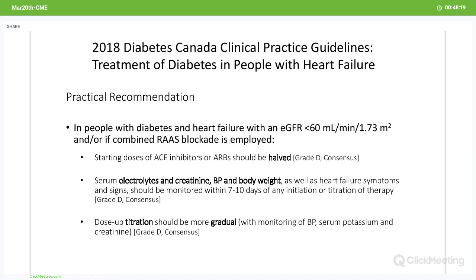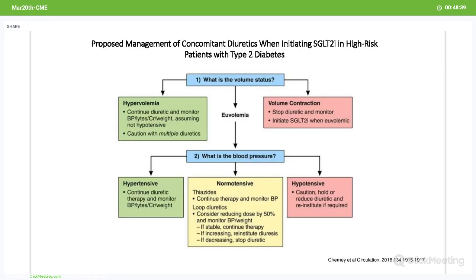And again, in patients with diabetes and heart failure, many of whom have comorbid chronic kidney disease, upwards of a third or more, we're really looking at starting low and going slow when we're looking at renin-angiotensin-aldosterone blockade. Dose titration should be more cautious and more attention paid to weight and electrolytes within a week or so of making any changes.